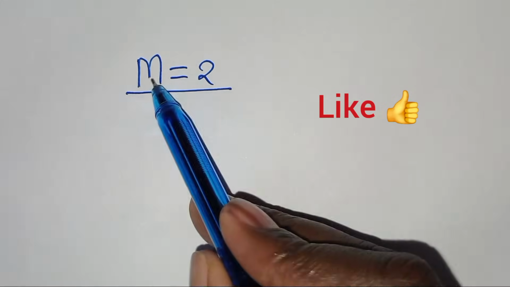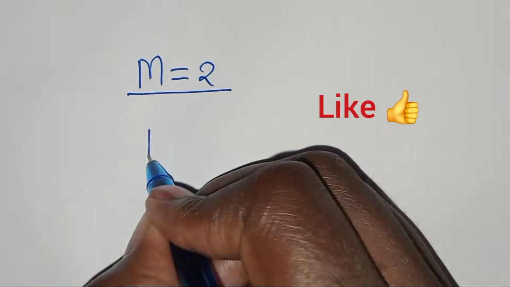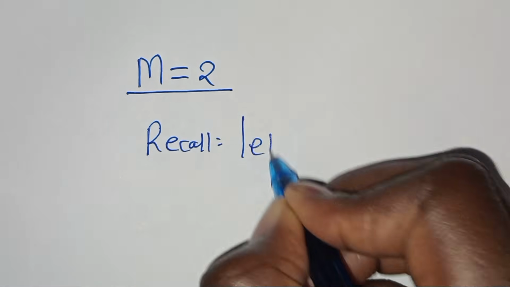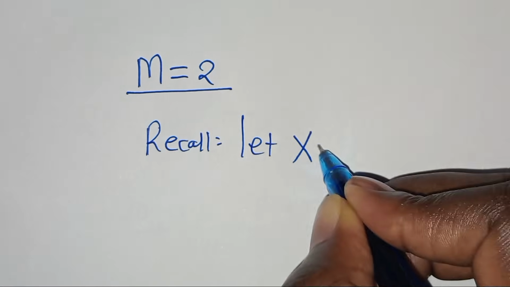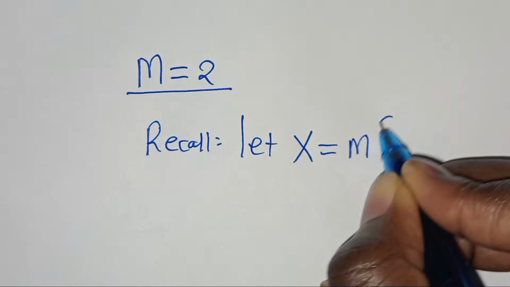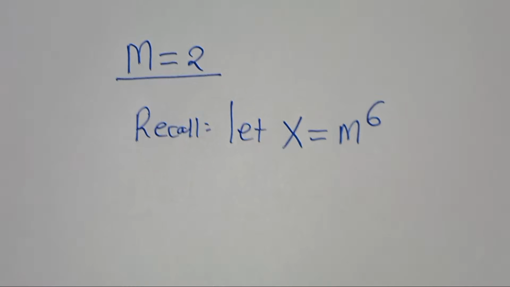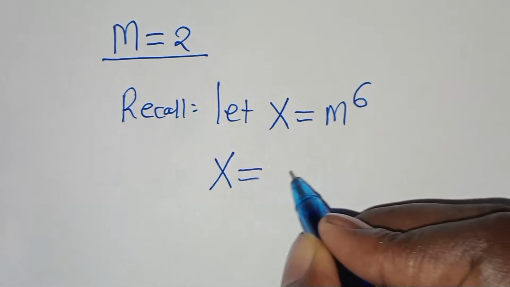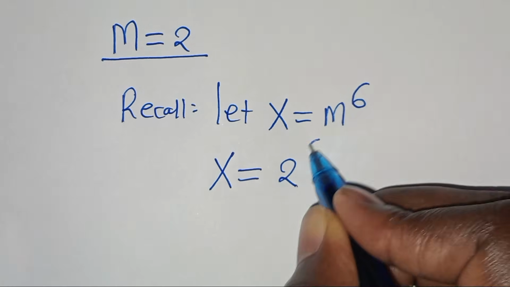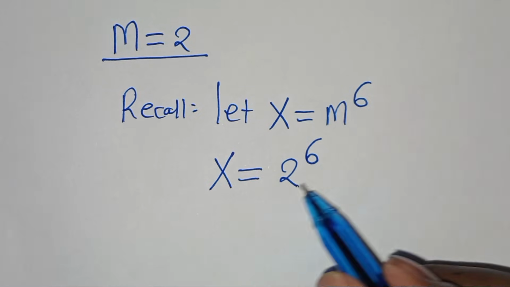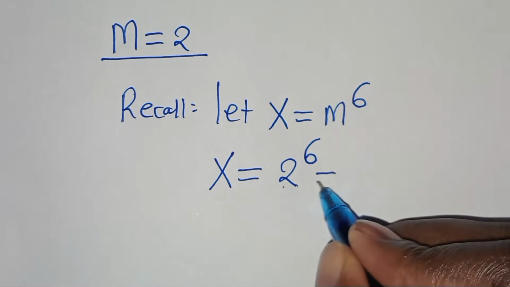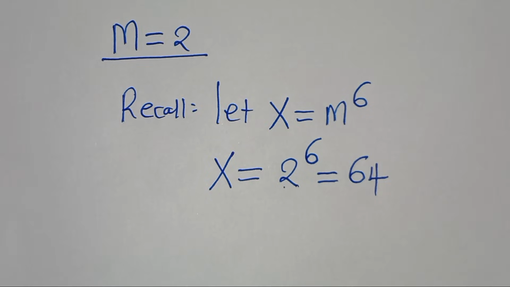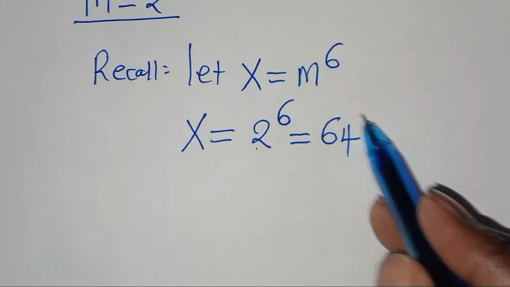Now, since we have m is equal to 2, and if you recall, we assume that let x be equal to m to the power of 6. So let's substitute m so that x will be equal to 2 to the power of 6. And 2 to the power of 6, this is equal to 64. We have x is equal to 64.